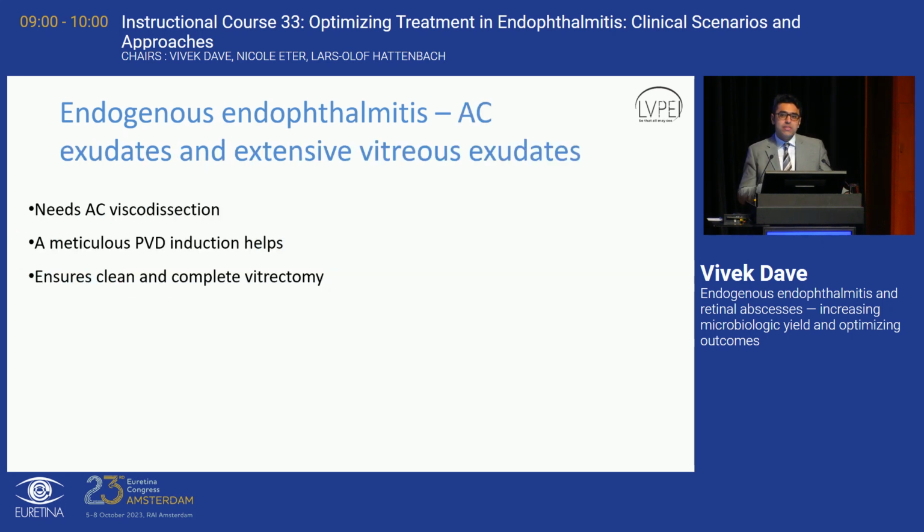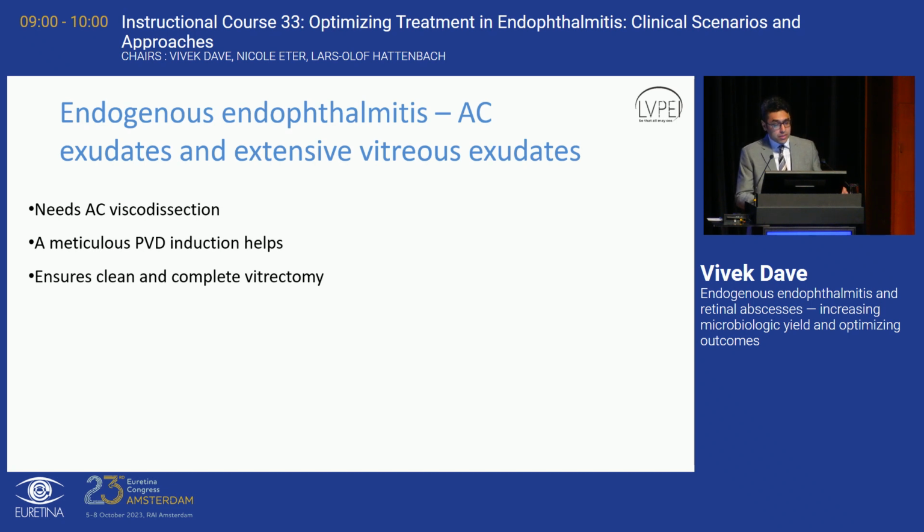So if you look at certain surgical scenarios, we will look at certain steps that help us optimize both the outcomes as well as the microbiologic yield. The first situation is the most common one that we see, where we have endogenous endophthalmitis filling the posterior segment and then having some spillover inflammation in the anterior chamber. This inflammation in the anterior chamber obstructs your visualization, so you can have some surgical maneuvers to clear this off so that you can have access to the posterior segment.